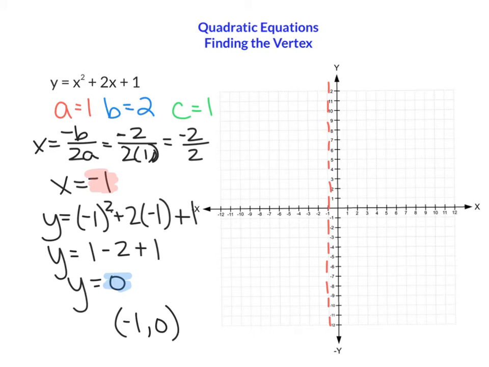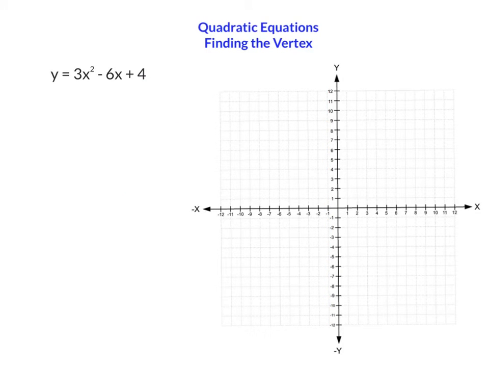And again, that -1 is coming from that x value, and the y is where we've substituted that x value back into the equation. So if I were to plot this point on my graph, if I go over here, I see -1, 0. That's going to be this point right here. That is the vertex of my graph. Let's continue on to another one.